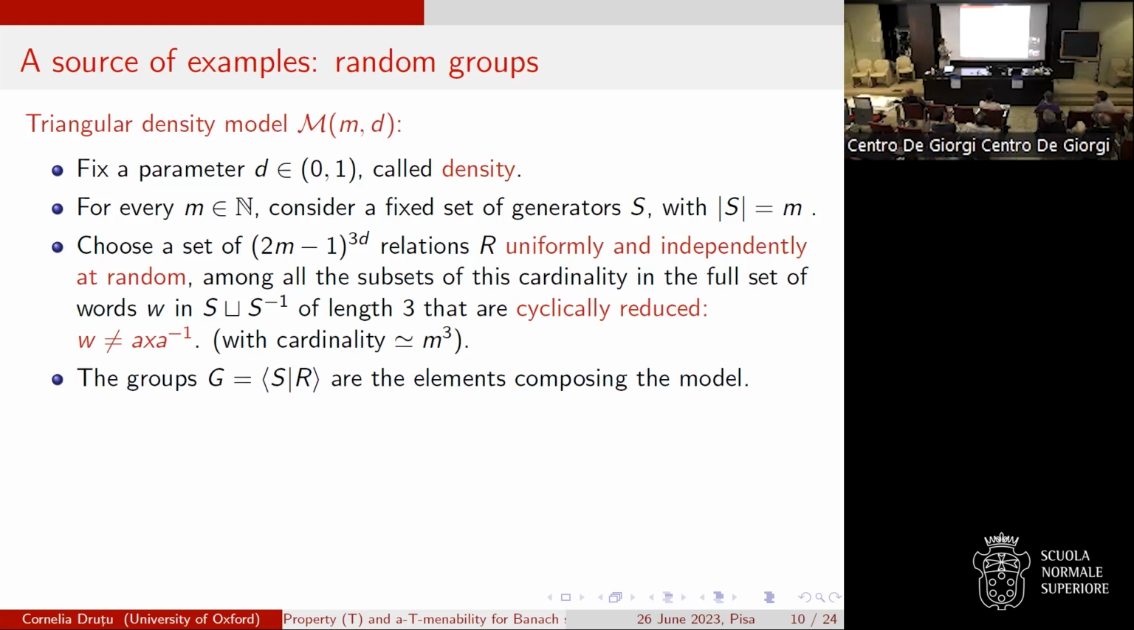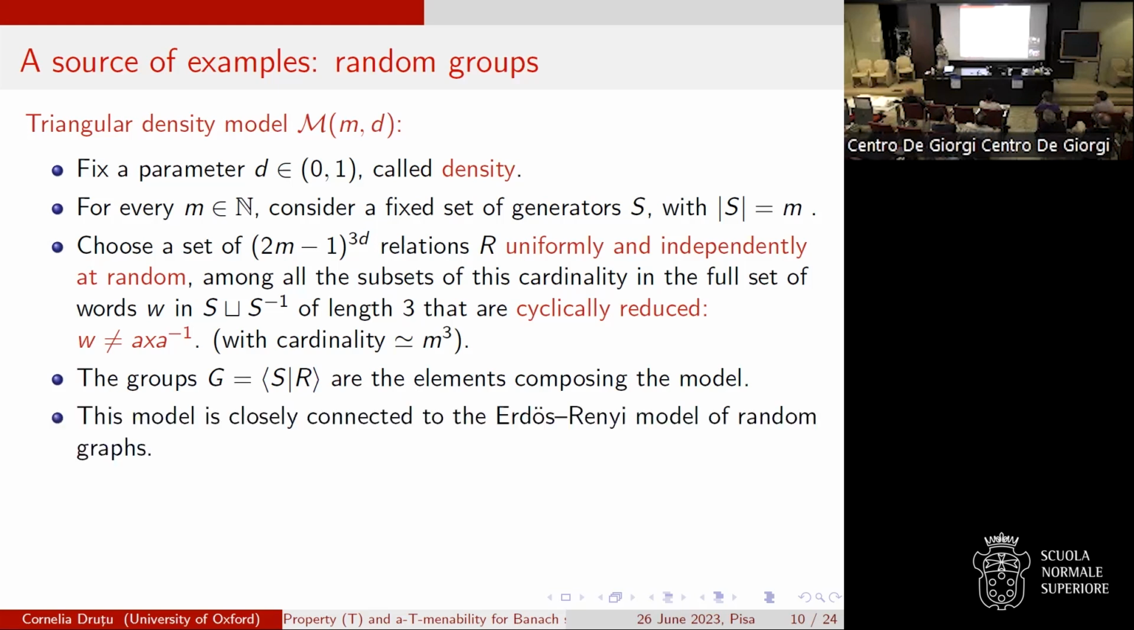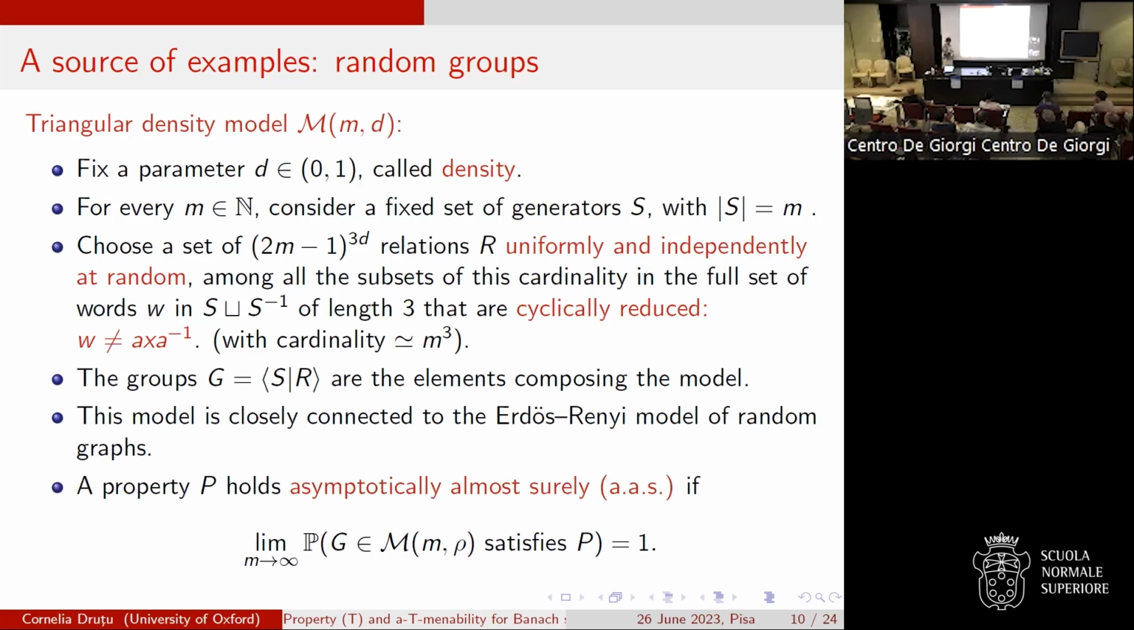And all the groups that are given by all the presentations chosen like that are the elements that compose this model. And one of the reasons why this model is really good, in particular for the kind of questions that I'm considering, is that it is closely connected with an older model of random graphs called the Erdős-Renyi model. We say that a certain property holds asymptotically almost surely if, when we increase the number of generators, the proportion of groups in this set D satisfying property T increases to 1 when m goes to infinity. So this is what we mean by a property being satisfied asymptotically almost surely.